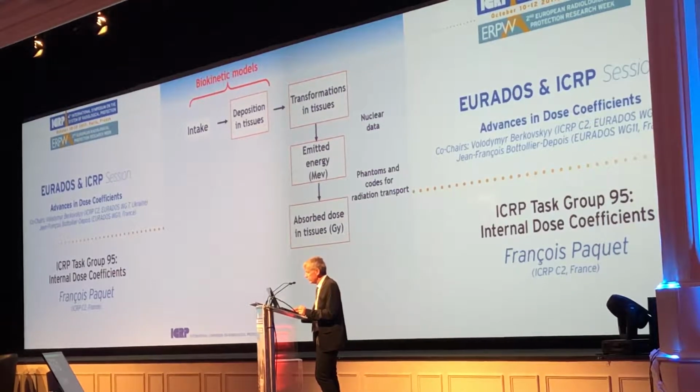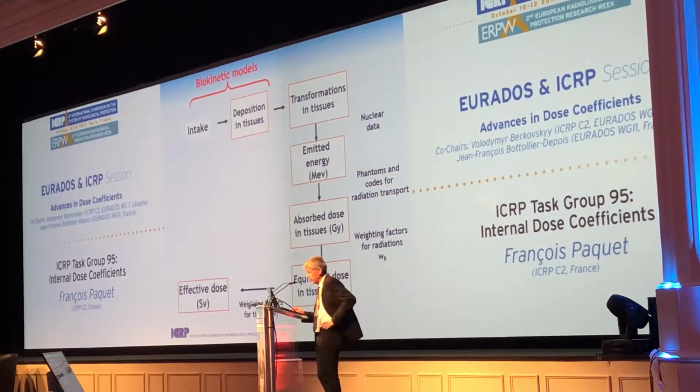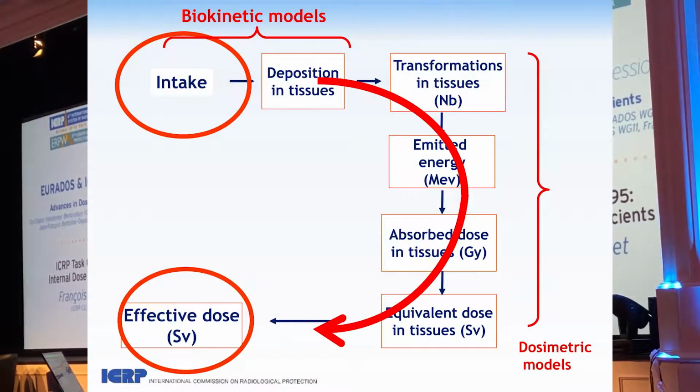By using the phantoms that we have seen before and the many codes for radiation transfer, you are able to calculate the absorbed dose in tissue. Then, by using the weighting factor for radiation, you can calculate equivalent dose in tissue. And then at the very far end, using the weighting factor for tissue, you can calculate effective dose. So at the end, it's a very long procedure.